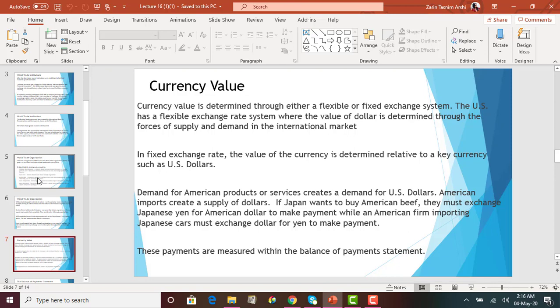So currency value is determined, whether it's the US dollar, what is its value, or the Canadian dollar, what is its value, either through the flexible exchange rate system or the fixed exchange rate system.